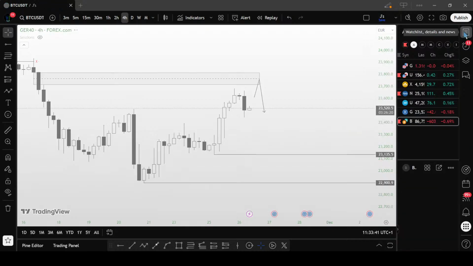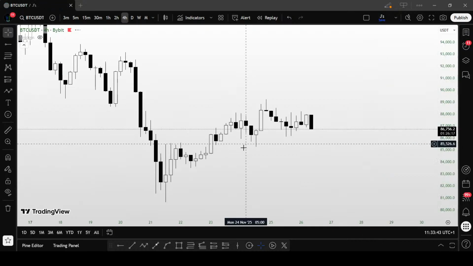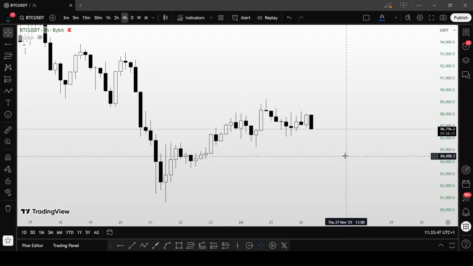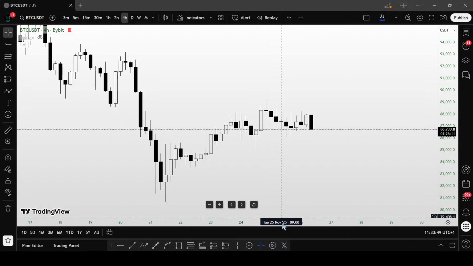For BTC, I had a buy setup, but I closed last night. If you're in my community, you should know about this particular setup. I said that I was not confident in this setup anymore, and I actually managed to close in profits.